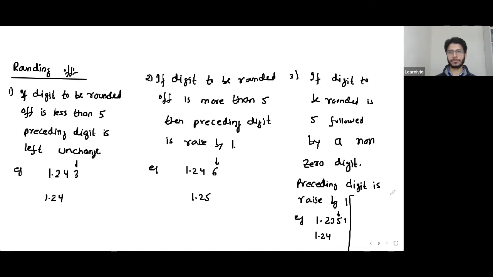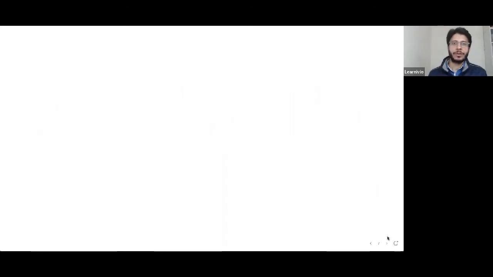Similarly, say it's 1.23, it's 5, let's say this is 4. I'm asking you to round off this 5. 5 is followed by a non-zero digit, so the preceding digit will be raised by 1. Now the next rule is, if the digit to be rounded off is 5, followed by 0 or no digit.